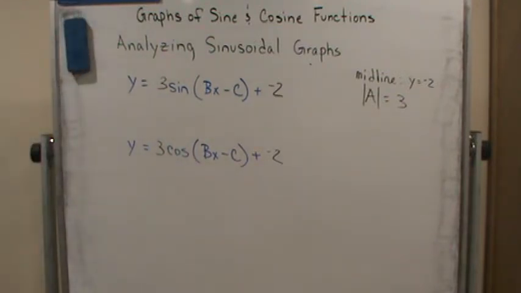Now, the maximum point is at x equals 1. If we shift this to the left, we'll have something that looks like a cosine function. So there would be a horizontal shift to the right of 1.